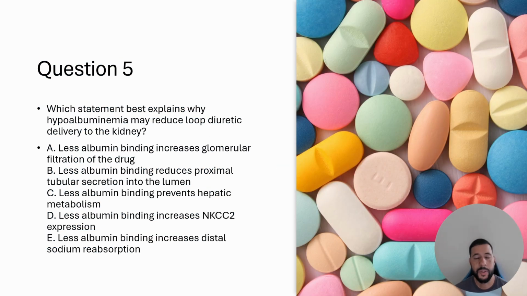Okay, and the last question, question number 5. Which statement best explains why hypoalbuminemia may reduce loop diuretic delivery to the kidney? A, less albumin binding increases glomerular filtration of the drug. B, less albumin binding reduces proximal tubular secretion into the lumen. C, less albumin binding prevents hepatic metabolism. D, less albumin binding increases sodium-potassium chloride cotransporter 2 expression. Or E, less albumin binding increases distal sodium reabsorption.